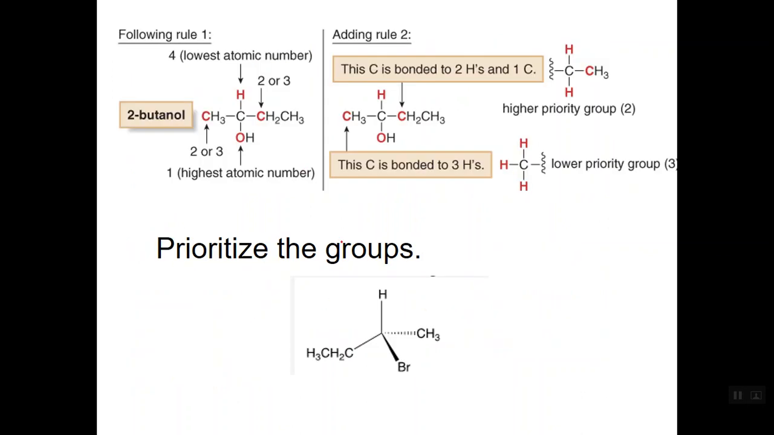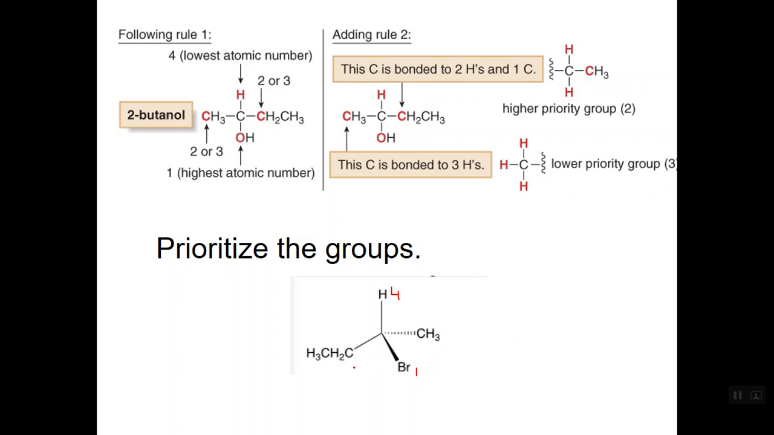So, for example, bromine down here has the highest priority, so it gets 1 because it has the highest atomic number. The lowest atomic number belongs to hydrogen, so that's going to be the lowest priority and should be given the number 4. And then we have to figure out ethyl versus methyl. It might be intuitive that the ethyl is a bigger group, so it should have higher priority over the methyl. It turns out that that will actually give you the wrong answer sometimes.